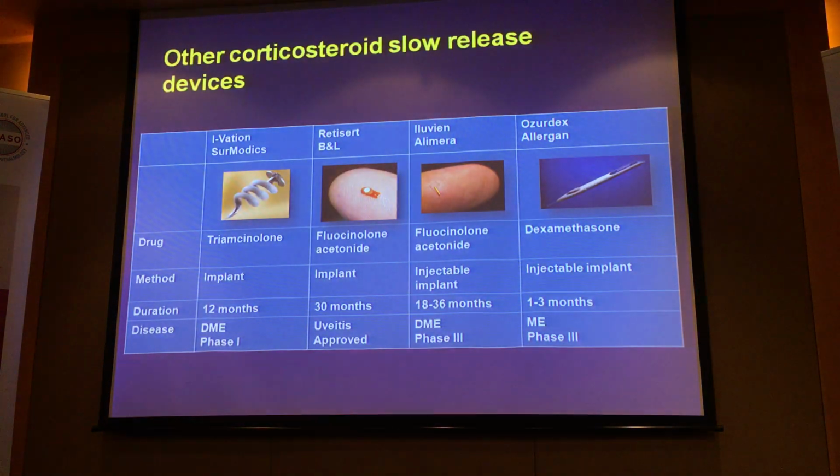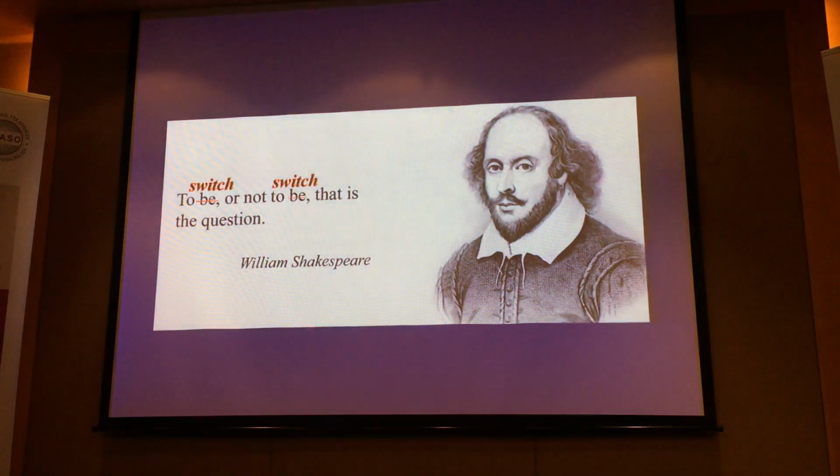There are other slow release devices. This is Ozurdex, so for those of you who have not seen it, it looks like this. The other one is Iluvien by Alimera, and Retisert. I've never used these, so I don't have experience with them. So finally, I want to deal with this question of switch and not switch.